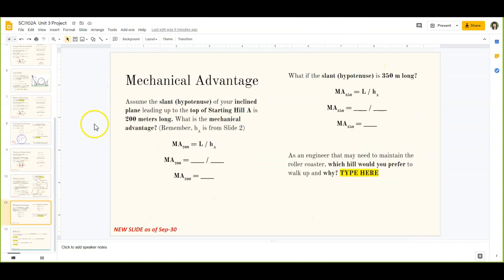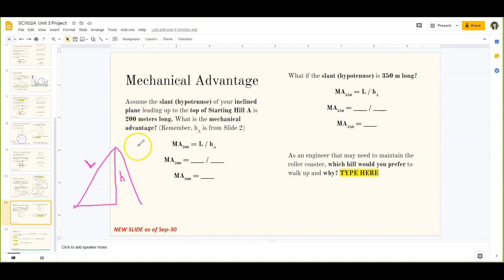Okay, so the last slide before the reflection is just about mechanical advantage. This one's a really easy one. We know the mechanical advantage equation. So assuming that the slant or hypotenuse, so if this is our roller coaster, this is our height right here, and this is going to be the slant or hypotenuse. This will be the length, okay?